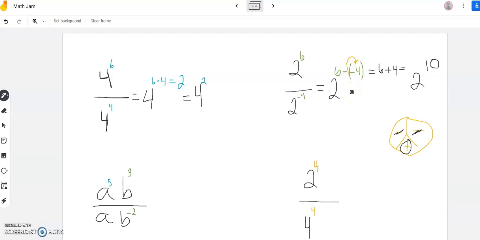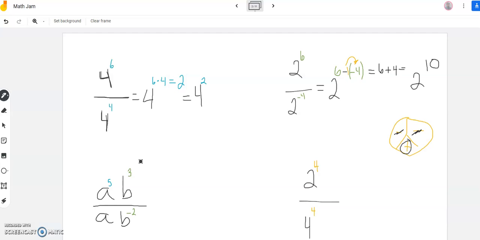To get that parentheses to go away, we have to distribute imaginary negative 1 times a negative 4. Negative times a negative gives us a positive 4. Now parentheses are gone. We can add 6 plus 4 and that gives us a 10. Okay, let's move on to the next one.